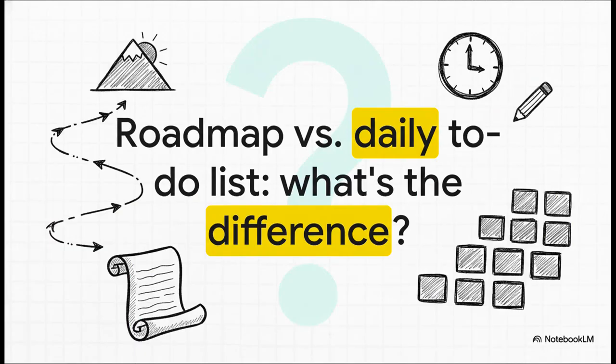Just think about your own life for a second. What's the real difference between your big long-term goals, like a 5-year plan, and the to-do list you wrote for today? One's the grand vision, right? The other is what you're doing right now to move toward it. That simple idea? That's everything. It's the key to this whole conversation.